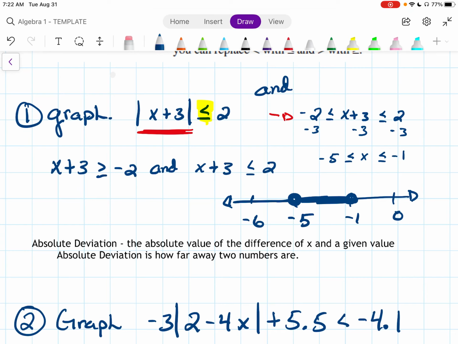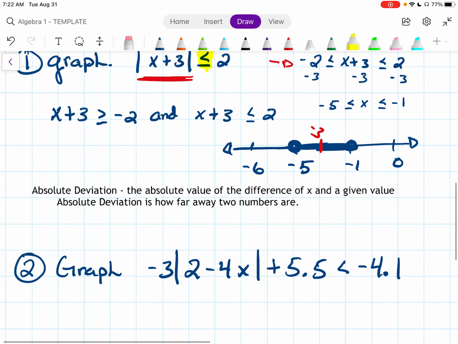Now, I recognize that these can be a little bit confusing sometimes. To check yourself, just pick a number. Maybe negative 2, or we'll do negative 3 because there's too many 2's in this. You can plug that in: the absolute value of negative 3 plus 3, absolute value less than or equal to 2. Well, this is 0 less than or equal to 2. So yeah, that works. You can always check yourself if you're confused.